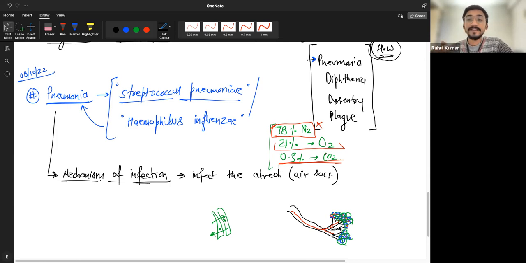Each and every cell in our body does glycolysis. In glycolysis, breakdown of glucose happens, right? Energy is released. And then finally, after glycolysis, we do electron transport chain, ETC, or Krebs cycle. You have studied all of this in class 11th.